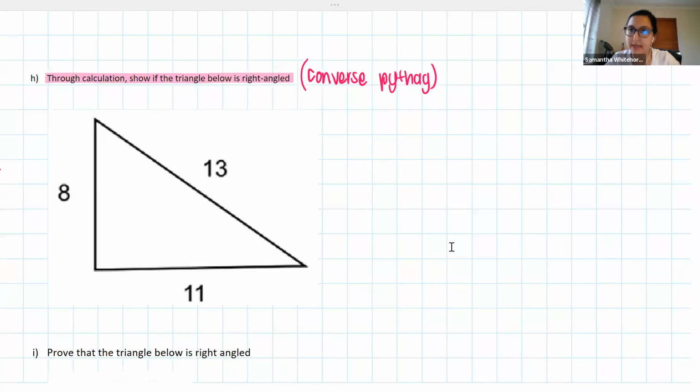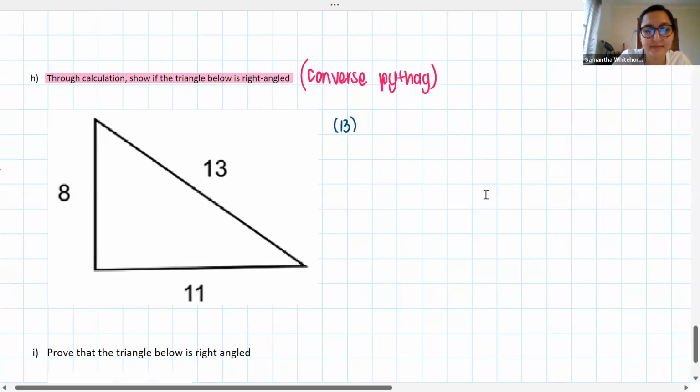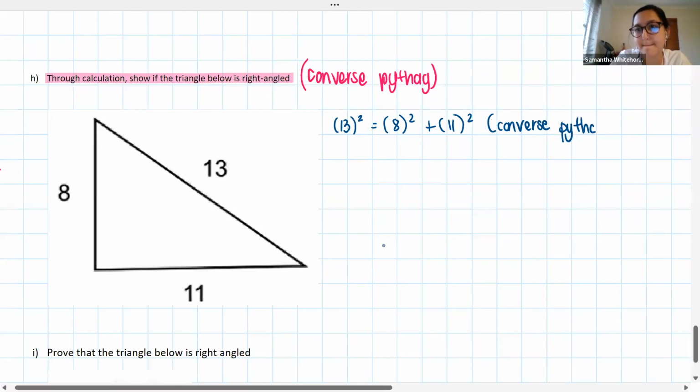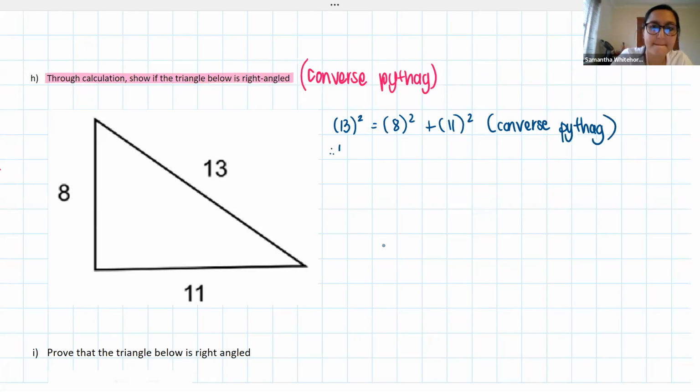Okay, does anyone want to raise their hand to explain how they did it? Chantal's on it. Nice, Chantal. How do we do it? Ma'am, I said 13 squared is equal to 8 to the power of 2 plus 11 to the power of 2. Nice. And then? Ma'am, I got 169 is equal to 64 plus 121. Good. And then, ma'am, I got 169 is not equal to 185.